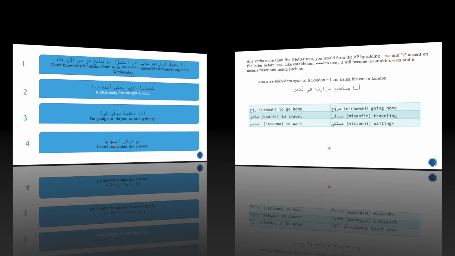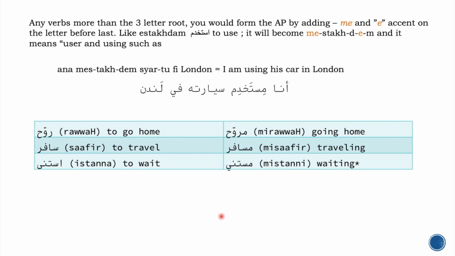الجواب, the answer. Some of you might ask, then how do we form the active participle out of a verb with more than 3 letters, if it's one of these higher forms or just simply has more letters, like سافر and استنى. Simply all you need to do is add ma to the beginning of the verb and add an e accent on the letter before the last. So for example, if you've got the verb استخدم, which means to use, it will become مستخدم.